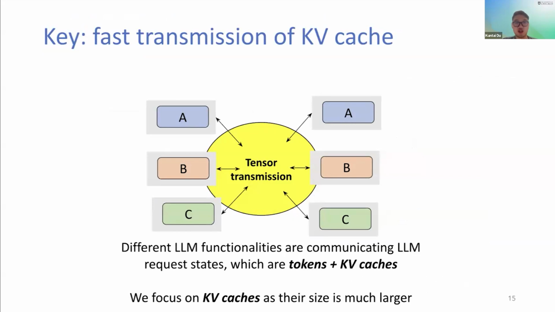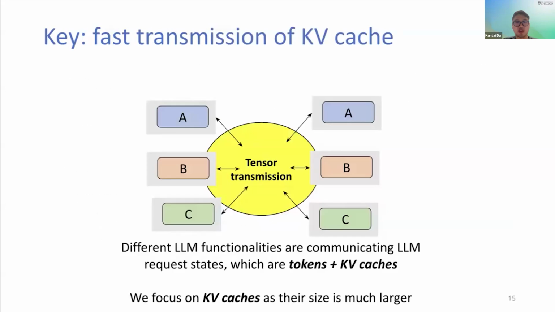Here, the different modules are transmitting LLM request states. Large language model request states are mainly tokens and KV cache, not other things. We focus on the KV cache because tokens are really small. KV caches are tens of thousands of times larger than the tokens themselves.